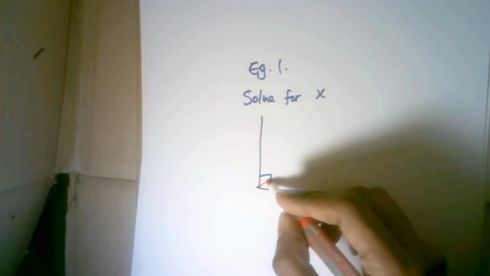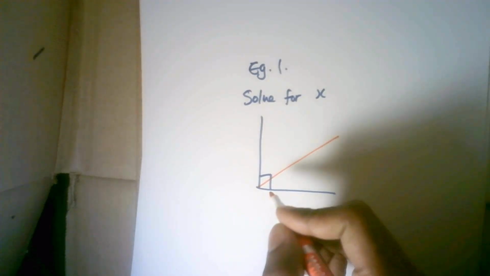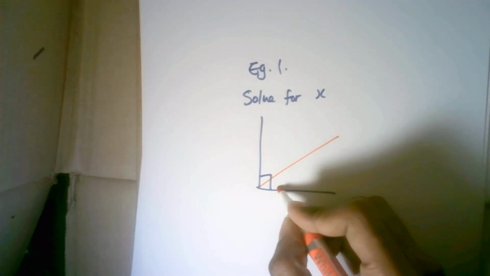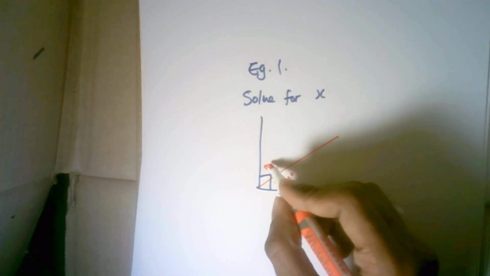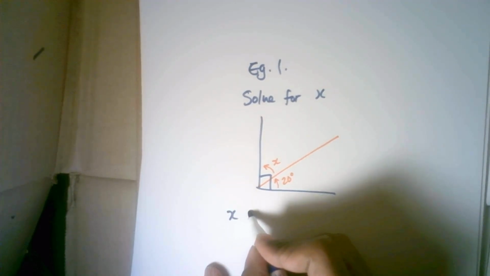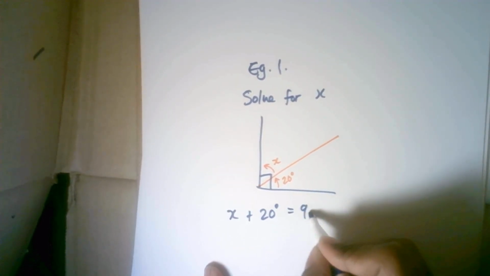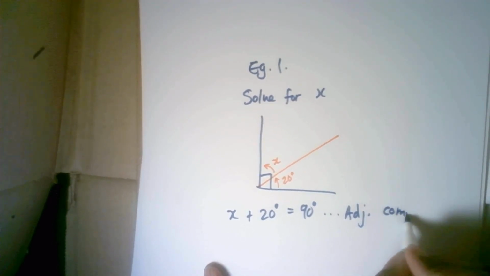Now I add a partition, meaning I add a separation, right? A ray that separates this angle. And the small angle, let's say it's 20 degrees. And let's say the remainder angle is x. So when I add x and 20 degrees, what will it give me? Yes, it will give me 90 degrees. So I'm going to take x plus 20 degrees is equal to 90 degrees. And your reason is adjacent complementary angles.